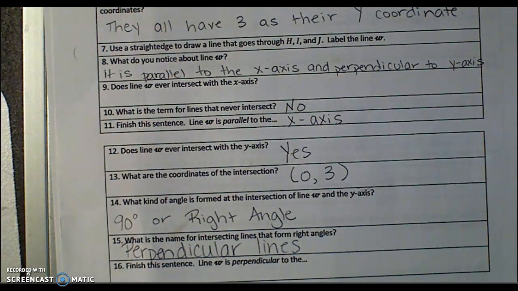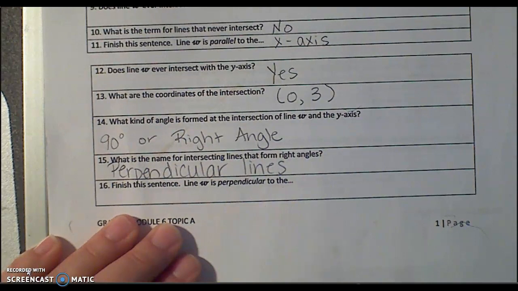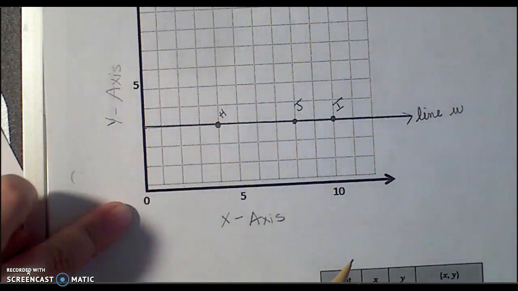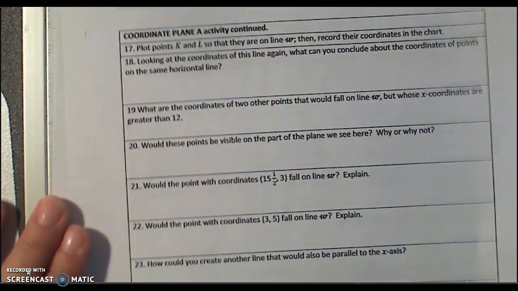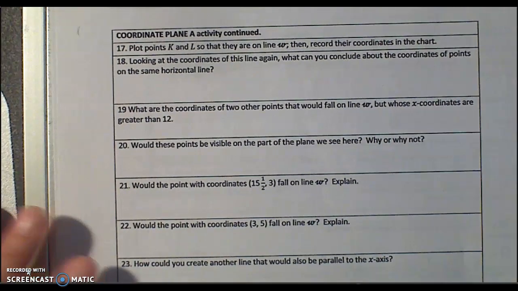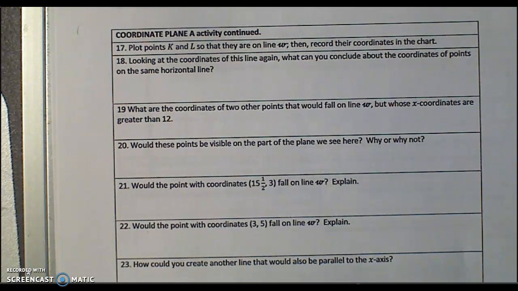Perpendicular lines form right angles. Number 16 says, finish this sentence. Line W is perpendicular to the y-axis. Okay, 17 says, plot points K and L so that they are on line W, then record their coordinates in the chart.